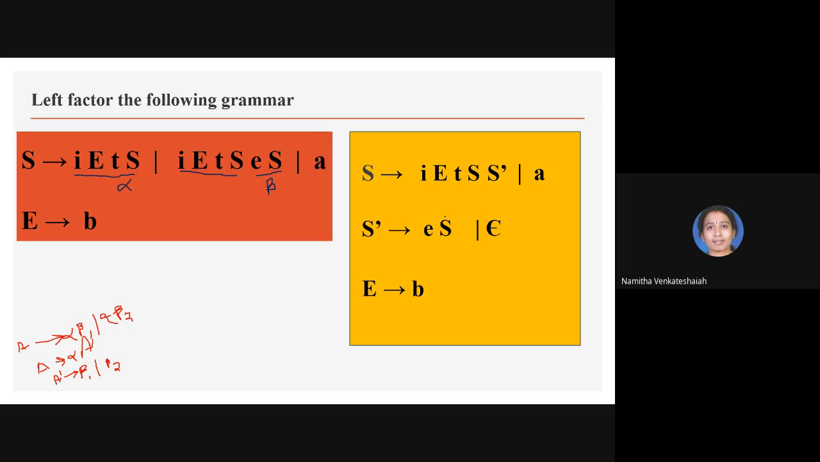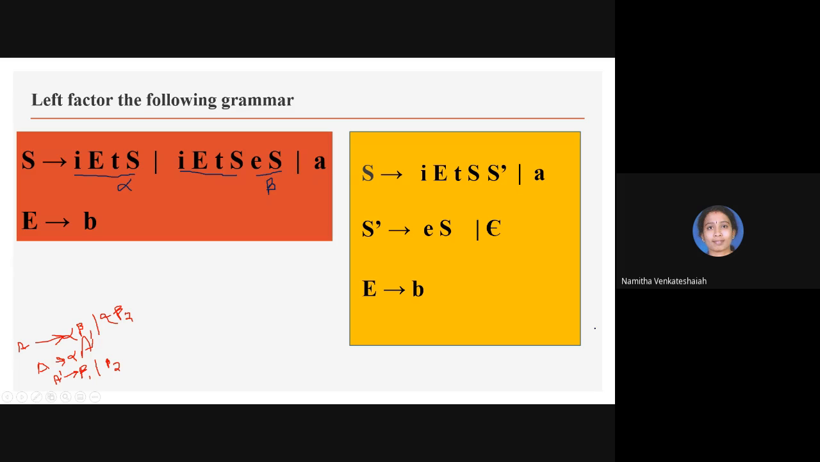So what I did here, iEtS is alpha and nothing is beta, because iEtS is common. Okay, eS is beta here. So a is not having any problem. So S produces iEtS S dash or a is the first grammar. Then S dash produces eS. eS means what? Beta 1. Sorry, actually it is beta 2 here. And then epsilon. You can interchange, as I said, epsilon or eS, that doesn't change any meaning. And E produces b. It is also not having any problem. So this solves the left factoring problem.